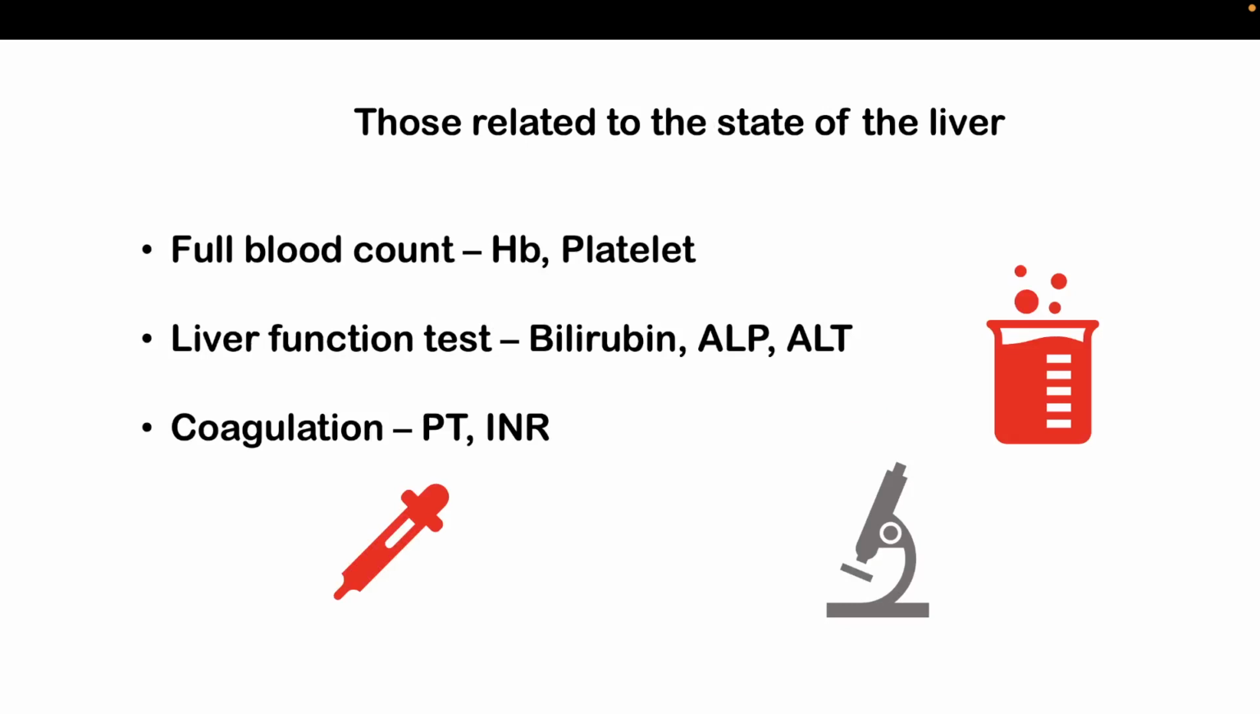The second category of investigations are those done relative to the state of the liver. A full blood count is done because if the patient is sick and unwell, then they will have anemia because they're not eating well. The platelet count will be low. That is one of the blood cells responsible for clotting. And the second category of test would be liver function tests, which measure bilirubin and some enzymes of the liver. Of course, the way the virus damages the body is through damaging the liver.